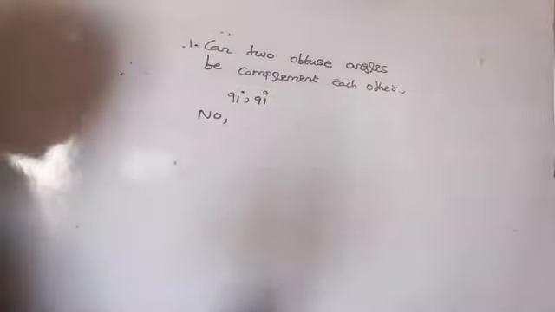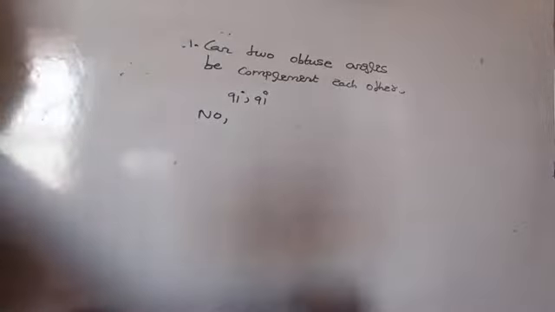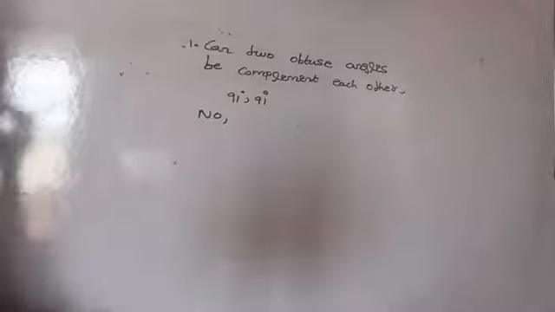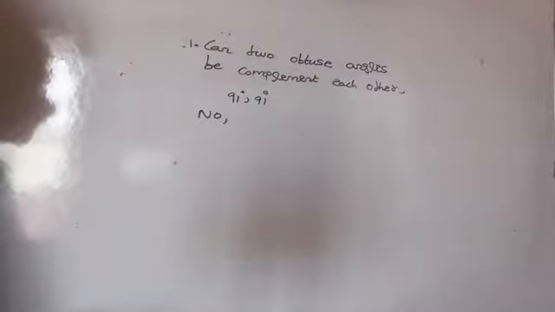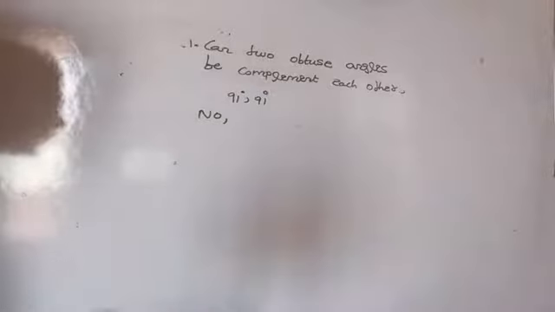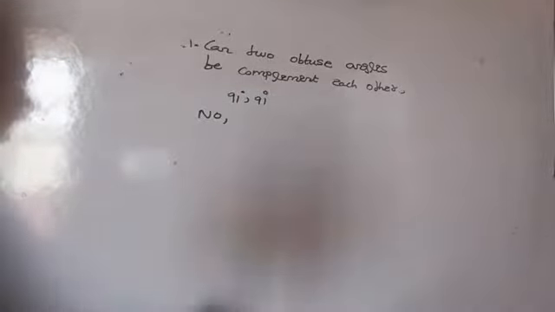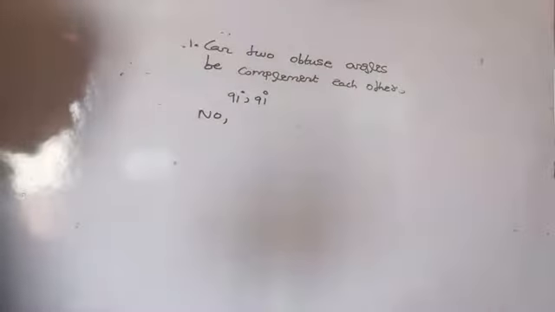Can two right angles be complement to each other? Two right angles means what? 90 degree and 90 degree. 90 degree plus 90 degree is what? 180 degree. But 180 degree is not a complementary angle. Am I right? What is the complementary angle definition? When the sum of the measure of the two angles is 90 degree, then it is complement to each other.